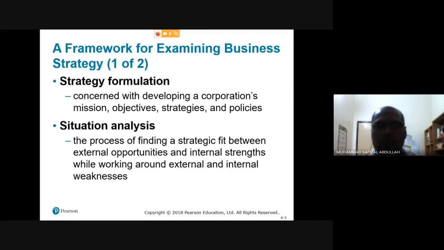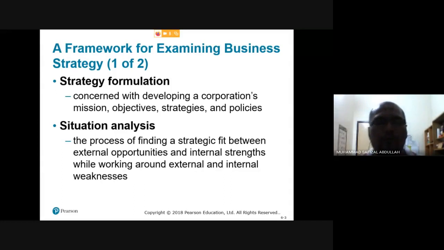So when we do the situational analysis, what do we want to find? We want to find a strategic fit between the opportunities and the strengths that we have. We want to see what opportunities are available to us, and what strengths we have in order to capitalize on and capture all those opportunities. That's why we need to find a strategic fit. We are assessing our internal capabilities in the face of external opportunities. At the same time, we are working around our external and internal weaknesses. What is meant by external weaknesses? External weaknesses are none other than threats. And then we have internal weaknesses, which are your weaknesses.